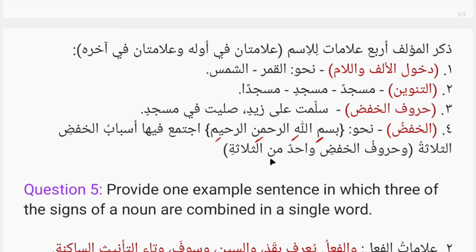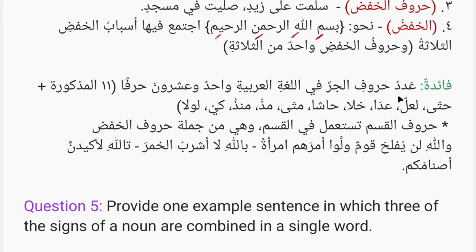وحروف الخفض واحد من الثلاثة. And حروف الخفض is just one of the three. When we say khafd, it includes all three, and this is it accepting those causes of a word being makhfud, if that makes sense, inshallah. So we have three signs. Two we're looking for before the noun, and two we're looking for after. This comes before, this comes after, this comes before, this comes after. This is at the end. You look at the end to determine the i'rab of a word, right?